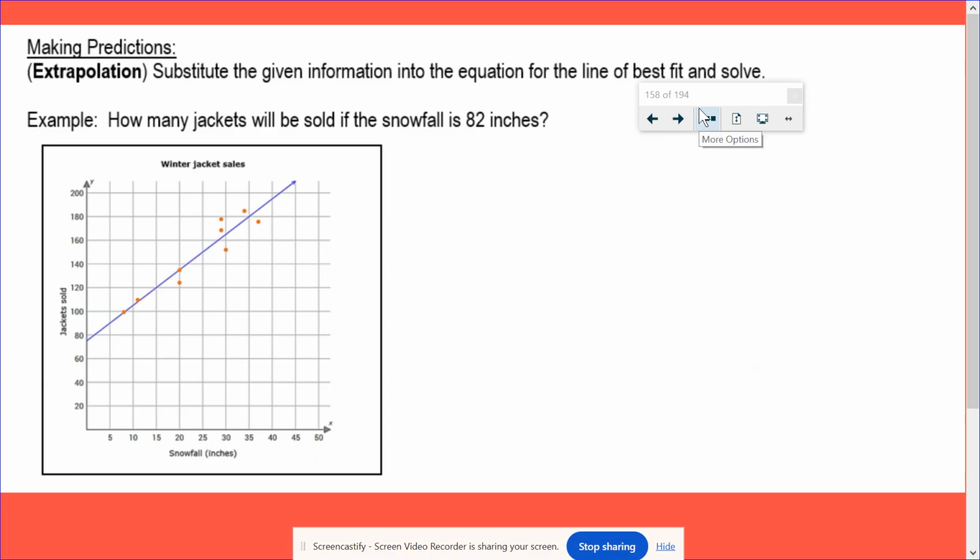So now let's look at the second type, which is extrapolation. That's making predictions that we can't see on our graph. So for example, how many jackets will be sold if the snowfall is 82 inches? So here's my jackets, here's my snowfall, but there's no 82. 82 would be way down here somewhere. So in this case, I am going to have to write my y equals mx plus b linear equation. So I'm going to start by picking 2 perfect points.